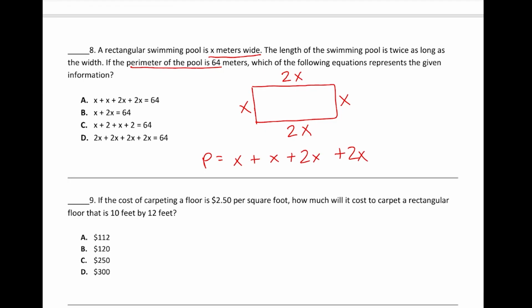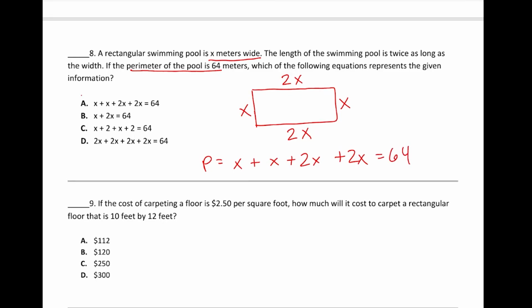And so even though the order might be different, even if it said like 2x plus 2x plus x, that'd be fine. If you did x plus 2x plus x plus 2x, that'd be fine. You can rearrange the order any way you want because addition is commutative. But it says the perimeter is 64, so the answer here is A.